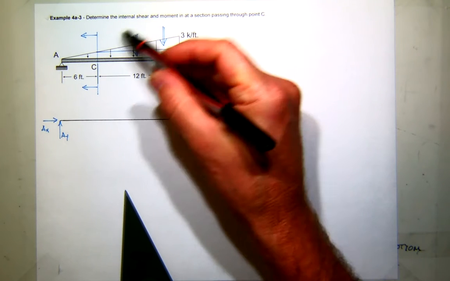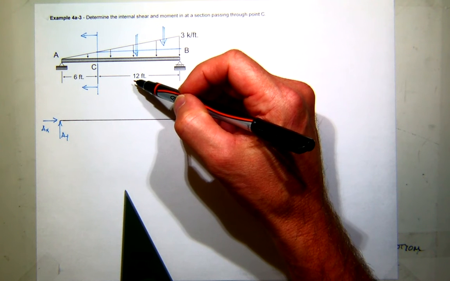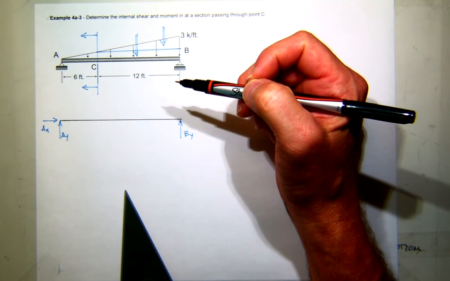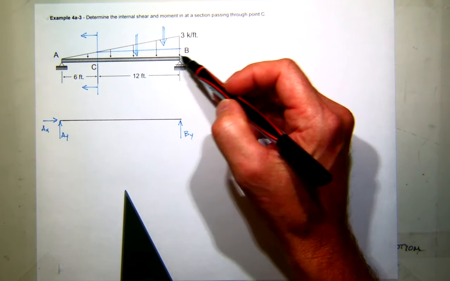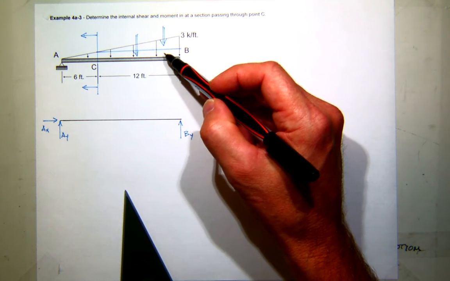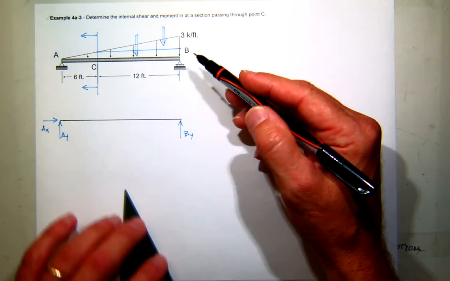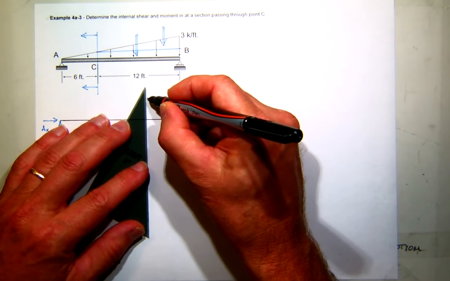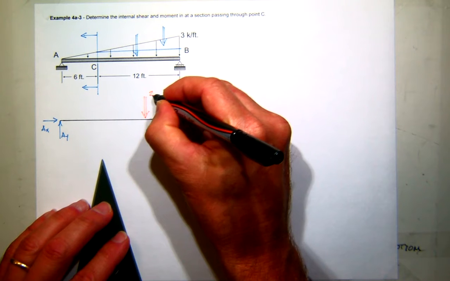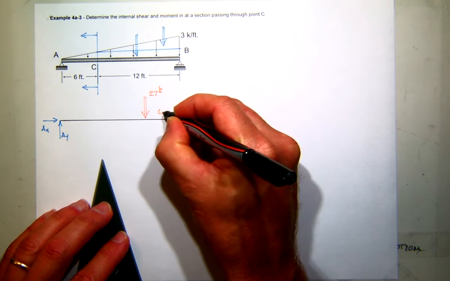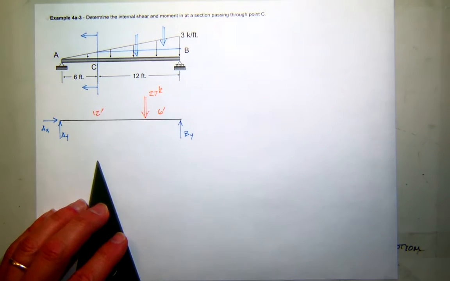What's the area of a triangle? 1/2 base times height. So that looks like that's going to be 27 kips. And the centroid of a triangle is 1/3 the distance from the big end. So total dimension is 18. 1/3 of 18 is 6, right? So my load should be 27 kips, 6 feet from there, or 12 feet from A.